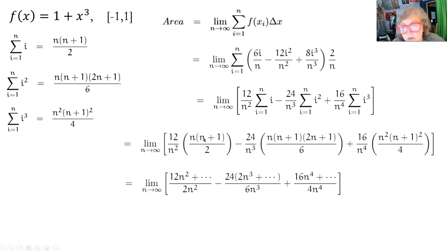Know that if you were to multiply it out, this first one would give you 12n squared plus some stuff that we don't care about. This next one would give me 24 times 2n cubed plus some stuff I don't care about because it's of lower degree. And this would be 16 times n to the 4th, again, plus some stuff I don't care about. So using that theorem we had before of leading coefficients, this first term goes to 12 over 2. This goes to 24 over 6, so 24 times 2 over 6. The last one goes to 16 over 4. Simplify, and I get the answer is 2.